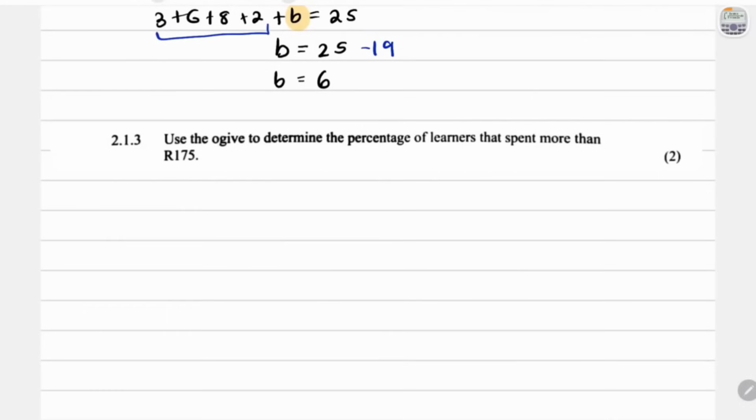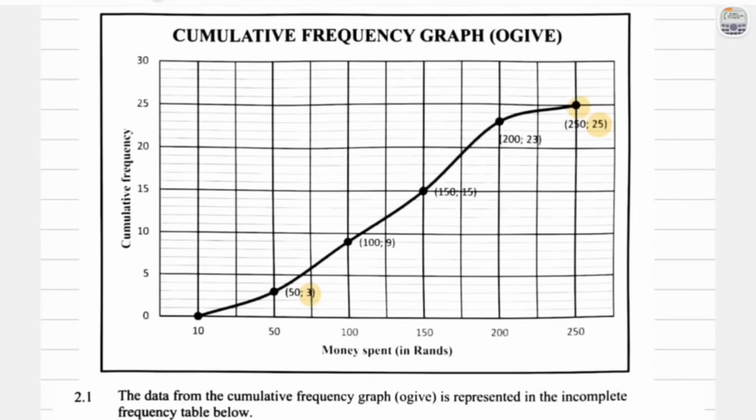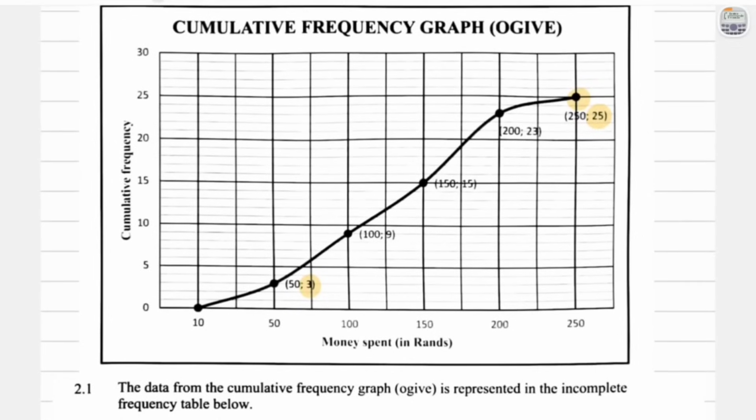The next question, 2.1.3, says, use the ogive to determine the percentage of learners that spent more than 175 Rand. So we want the learners to spend more than 175, right? But remember that they want it to be written as a percentage. Determine the percentage, okay? So let's go ahead and find the total learners that spent more than 175. Then we're going to convert that into a percentage. So we can use our diagram, our ogive specifically, to do this. So we're looking for learners that spent more than 175.